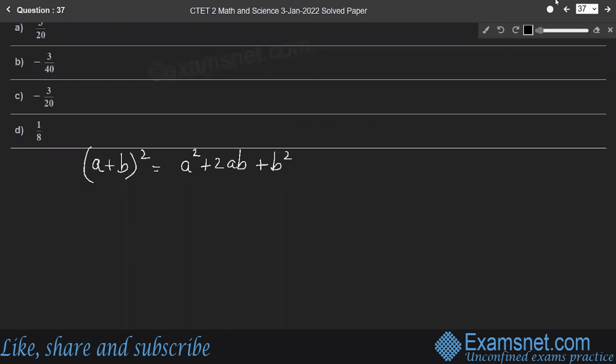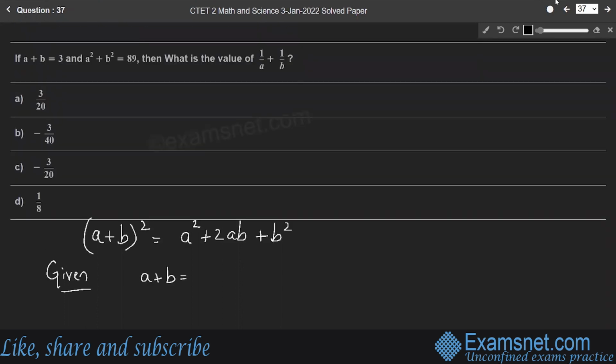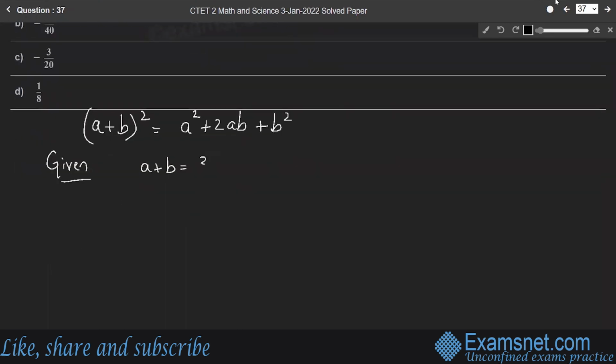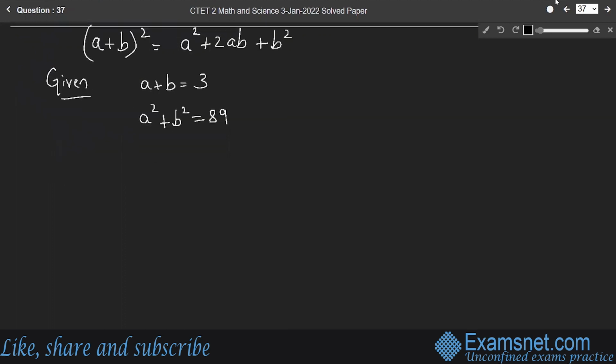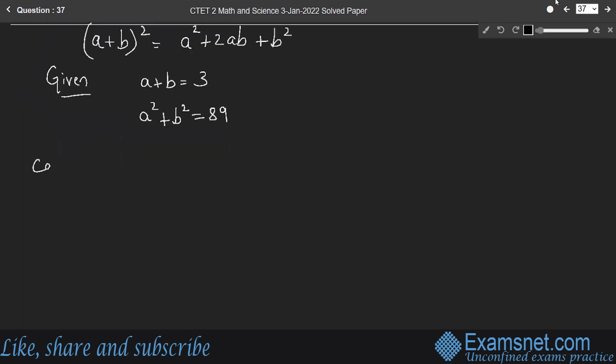So given that a plus b is equal to 3 and a square plus b square is equal to 89. So come to the calculation part, question part.